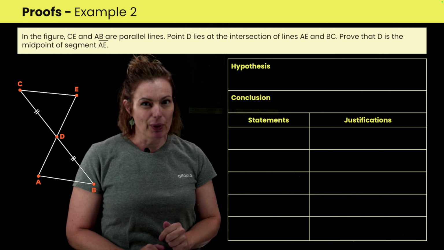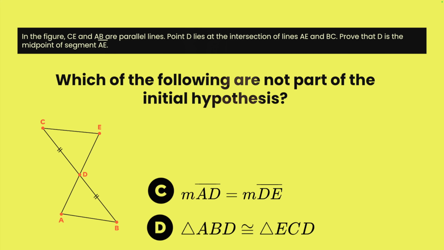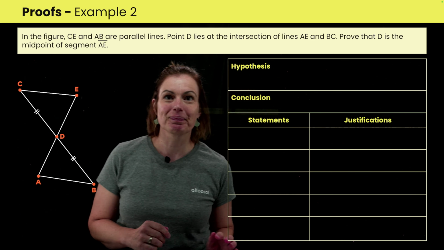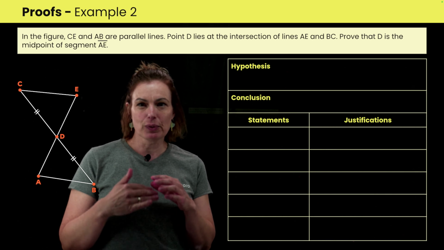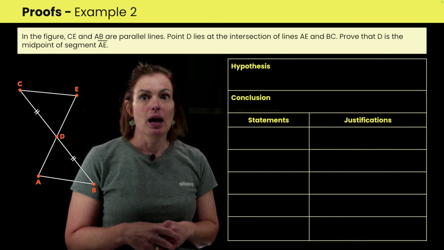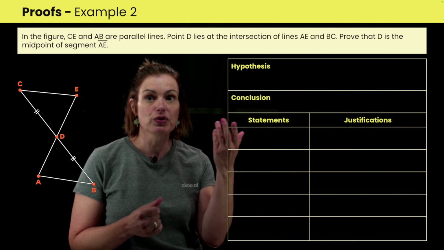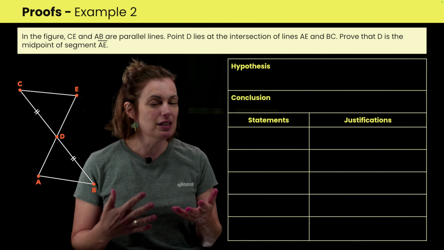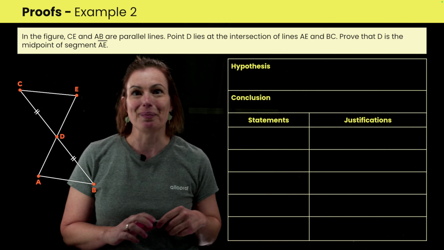But before we get to that point, I'd like to ask you another question. Which of the following are not part of the initial hypothesis? If you answered C and D, you are correct. So let's take a look at that. The first two statements that were made in my question were actually going to be our hypothesis. So that's A and B. Statement C, that's actually going to be what we're trying to prove. So that'll be our conclusion. And statement D, well, it hasn't been proven yet at all. So we'll get to that in our statements here.